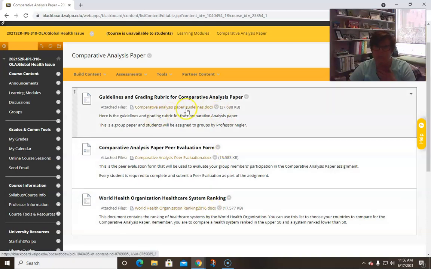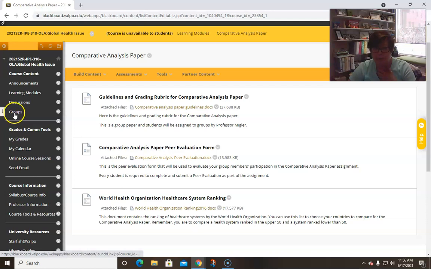Now, as I mentioned, the comparative analysis paper is a group paper. You unfortunately do not get to pick your groups. I have already randomly assigned the groups. You can find your group members in the group tab. Okay, so if you click on the group tab, your comparative analysis group will show up. That will give you the members in your group.